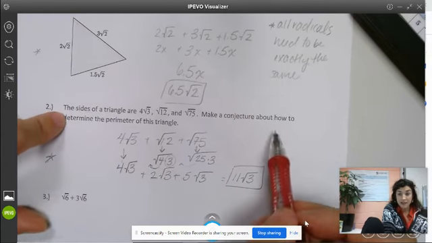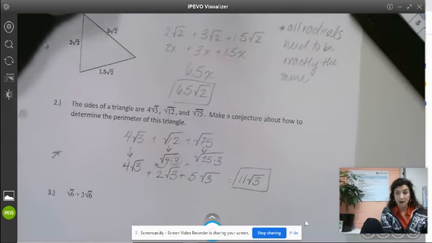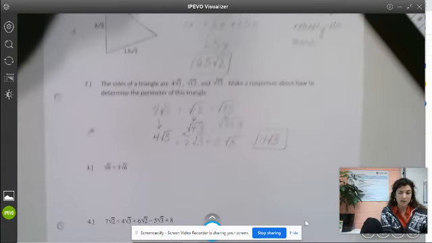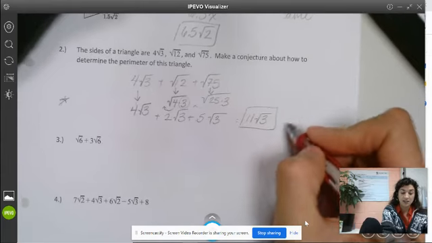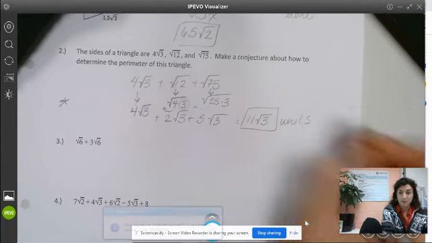Now we don't have any units here. They didn't give us any units, so we won't give any units back. But if they did give us units, we should probably keep those on there. You could even here just say units, if that makes you feel better.